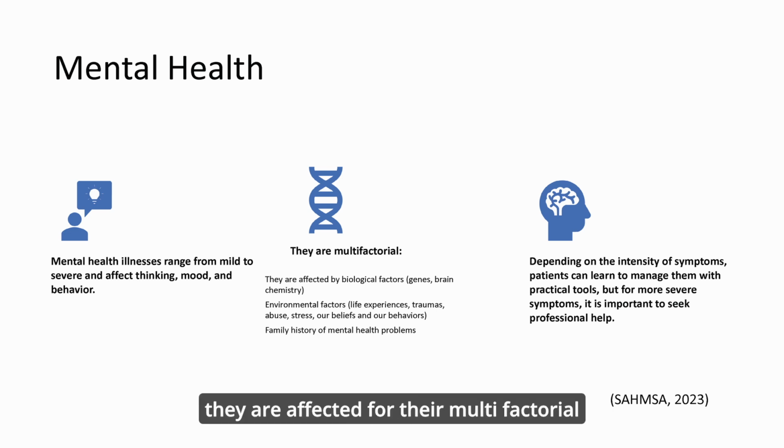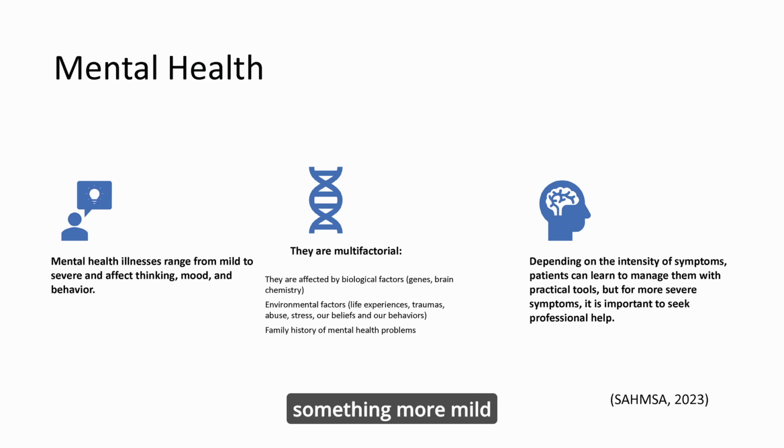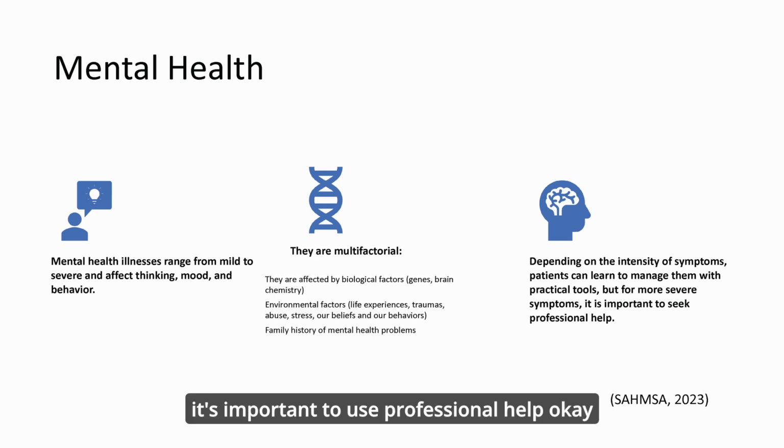And they're multifactorial, okay, like we discussed earlier, and they're affected by biological factors, genes, brain chemistry, and environmental factors, or life experiences, traumas, abuse, stress, our beliefs, and our behaviors. And then, of course, family history of mental health problems. And depending on the intensity of symptoms, a patient can learn to manage them with practical tools if it's something more mild. But for more severe symptoms, it's important to seek professional help, okay?